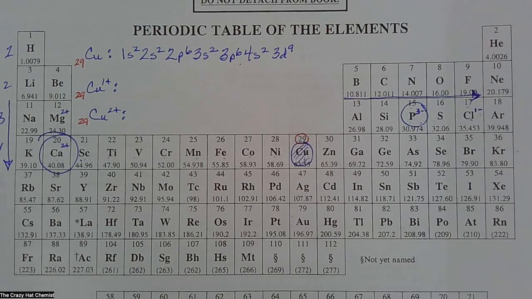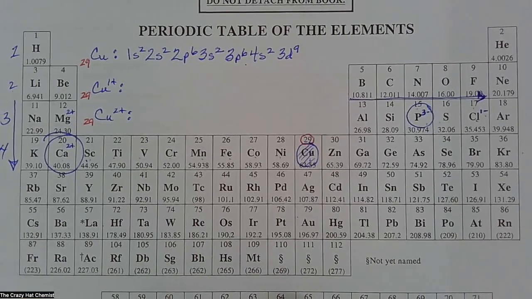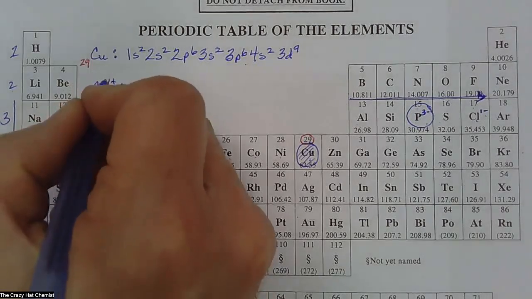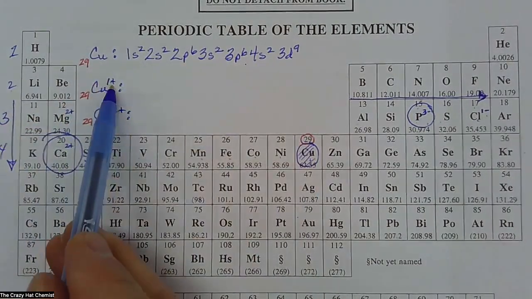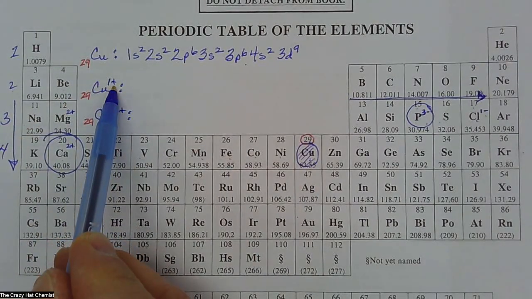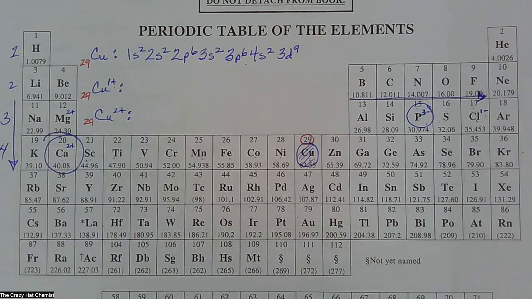All right, so now what we need to do is the electron configuration for the copper 1+ ion and the copper 2+ ion. As you have a cationic charge, you're going to be losing an electron for each cationic charge. That's the important component here to understand. So let's see if we can write that electron configuration out for you.